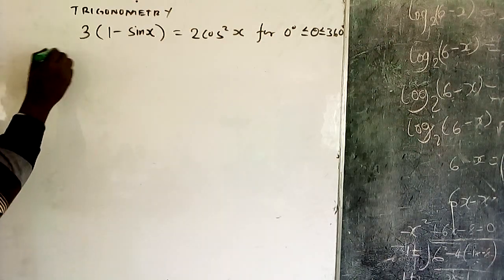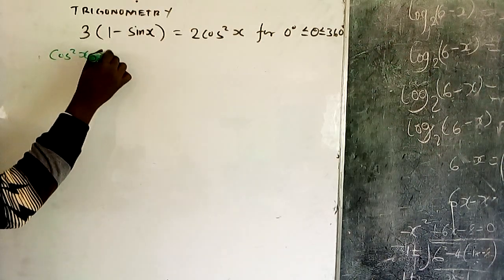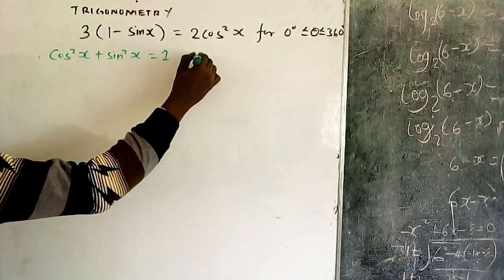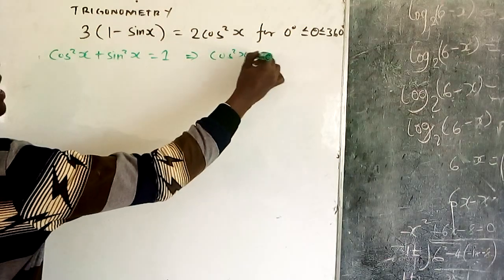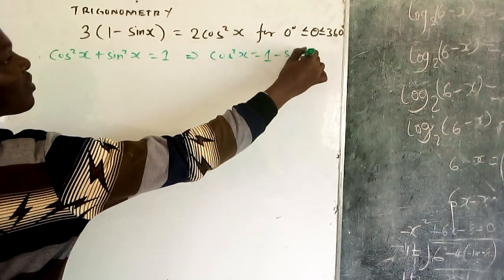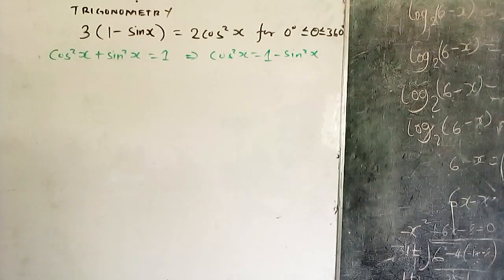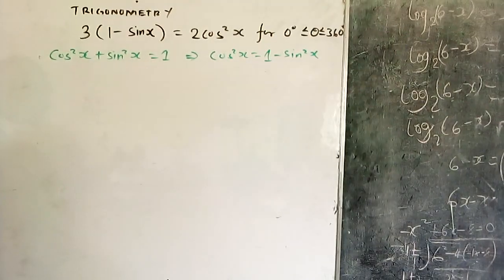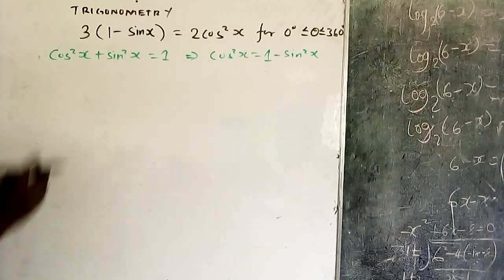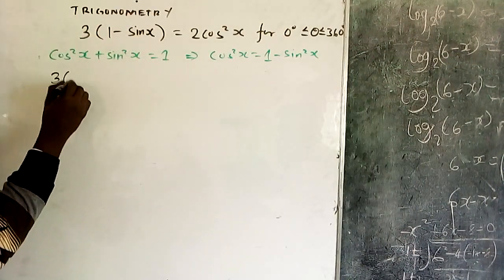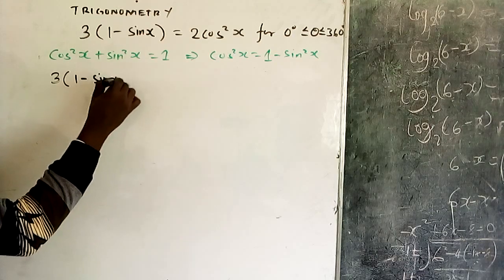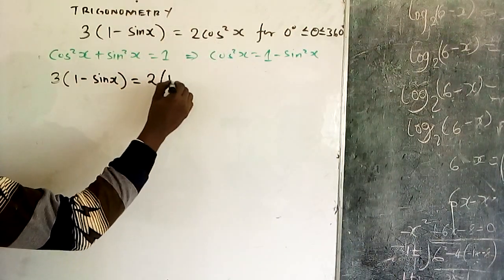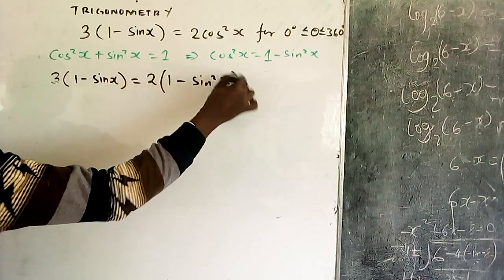So you know very well that Pythagorean identity, cos squared x plus sine squared x is 1. So this implies cos squared x will be 1 minus sin squared x. So where there is cos squared x, we put 1 minus sin squared x. So on this side of the equation we have 3 into 1 minus sin x equals 2 into cos squared x, which is 1 minus sin squared x.